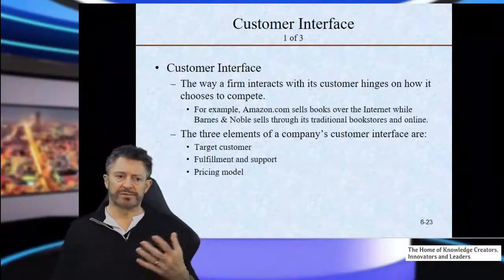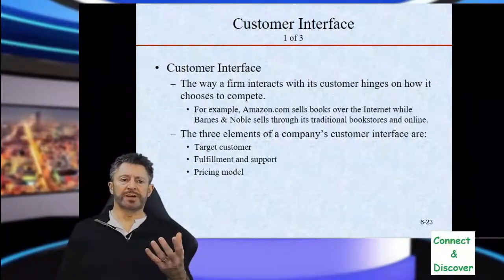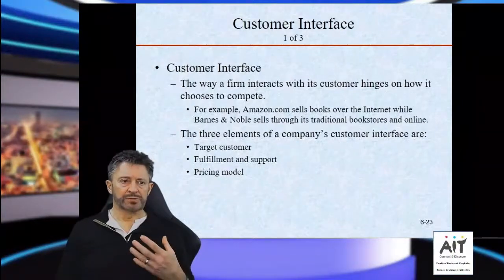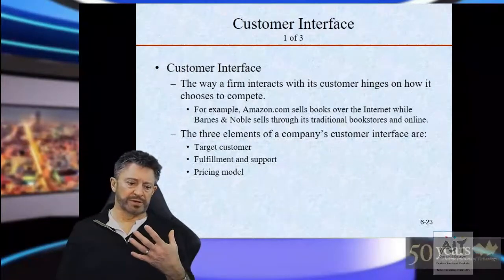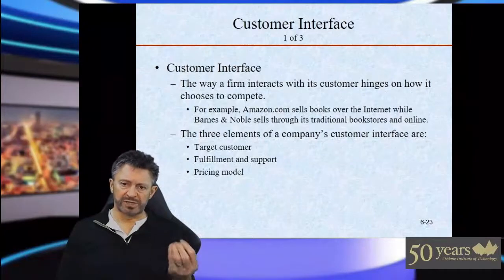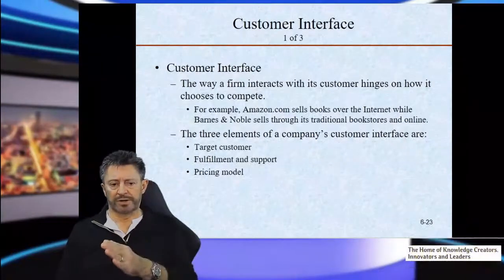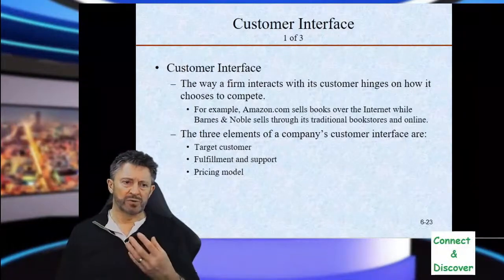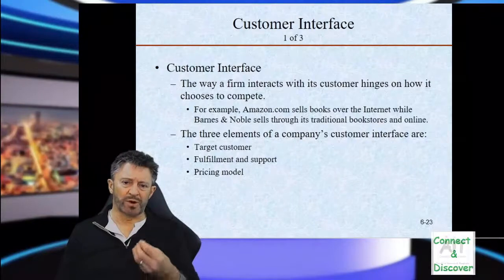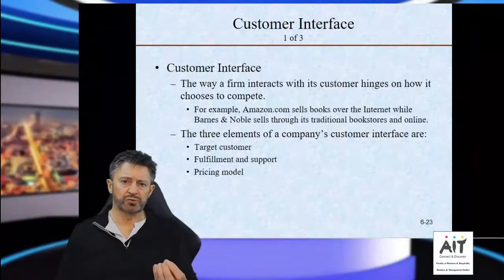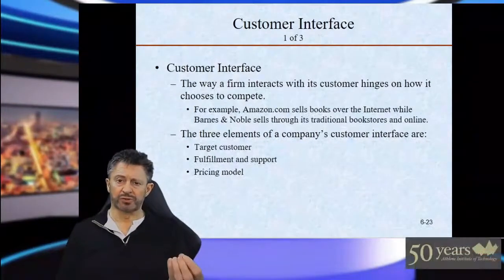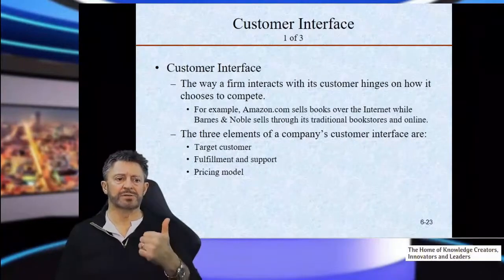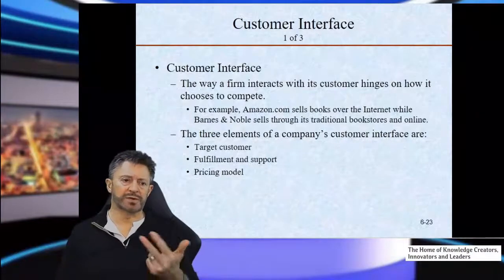And then we have the customer interface. So the way the firm interacts with its customers hinges on how to choose and to compete. So, do you want to compete in an existing market? Do you want to go to niche markets? Do you want to go for a low cost base and so on? So, how do you interact, and what kind of message are you sending to the consumer or potential consumer of your product? And that's important. So, three elements: know your target, fulfillment and support, and then the pricing model.